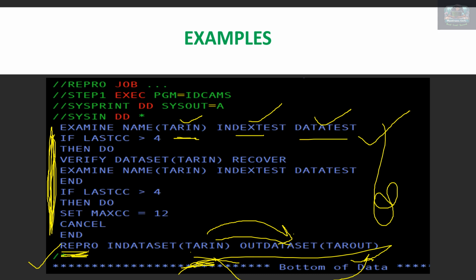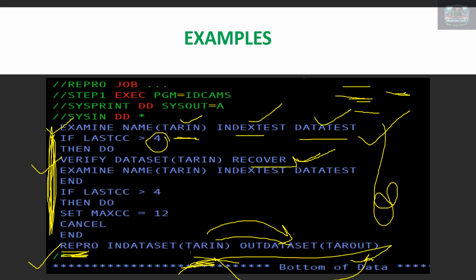Suppose the code which I have written here says if last CC is greater than 4, then do a verify. Running a verify means there is some error in your data set. Examine will give you proper records: how many records there are, how many control intervals, how many control areas, and how many records are in each. It will give that information. Suppose examine fails, then run a verify. What will verify do? It will recover the data with a recover parameter. It will make the data set proper.